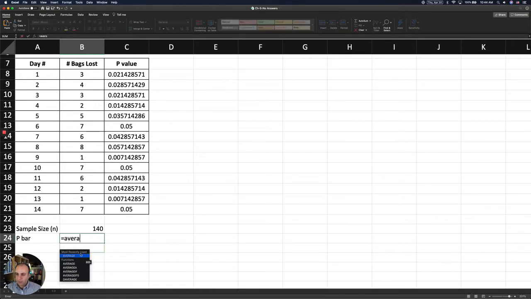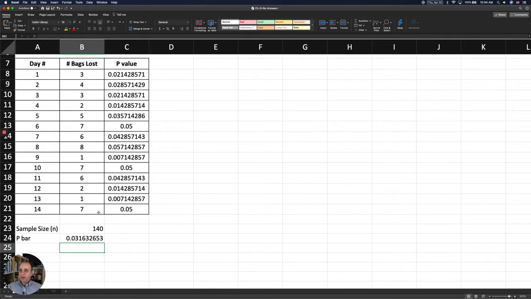In Excel, the formula that I use is average. So it's going to be equal sign, average, and the argument is going to be C8 to C21. That includes all my values of p, or proportion. So far so good. I have my p-bar, I have all my p-values, and I need to go ahead and calculate my UCL and LCL.